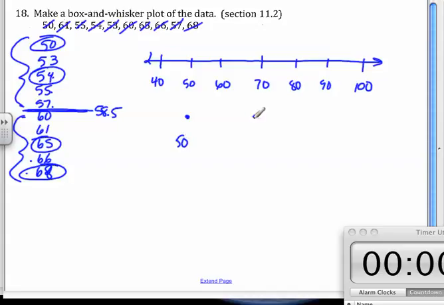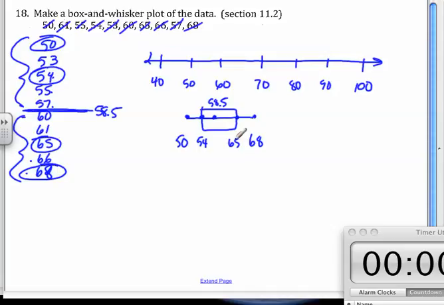My number line's a little longer than I needed it to be. Then 54, which is going to be about right here. 58.5, that's about right here. 65, and then 68. Okay, so I draw my line through it, and remember the box covers the second and third quartile, and I need to label these things. So that's 54, 58.5, and then 65.